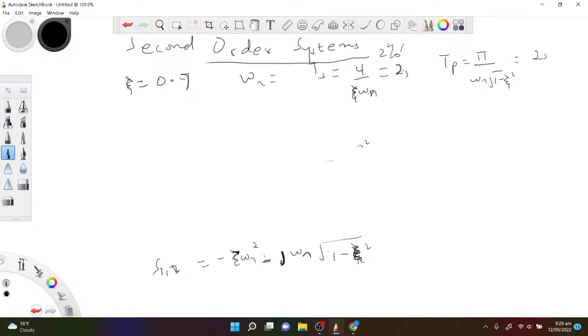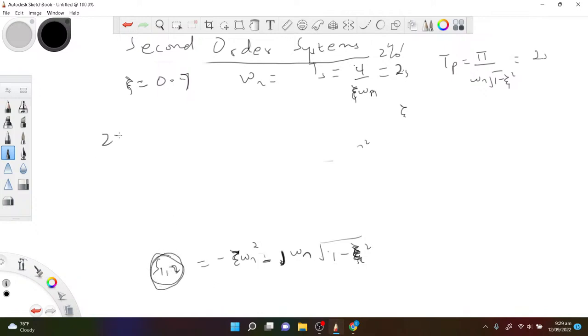So from here you can get an expression for zeta omega n. There's also zeta omega n here. Substitute and simplify. Maybe you get your values for zeta and omega n, and then you come and substitute them here to get an expression for your poles.